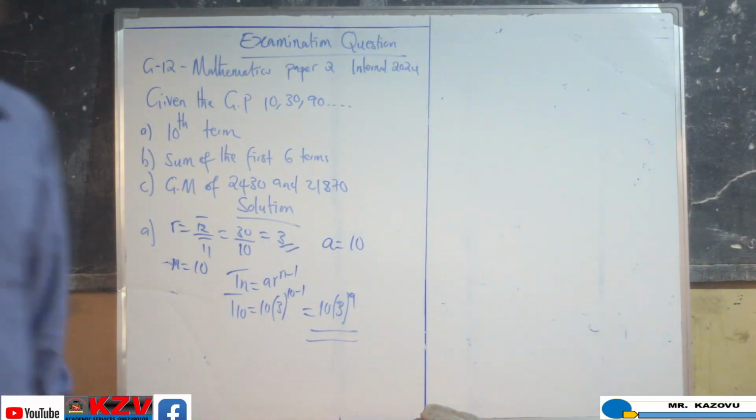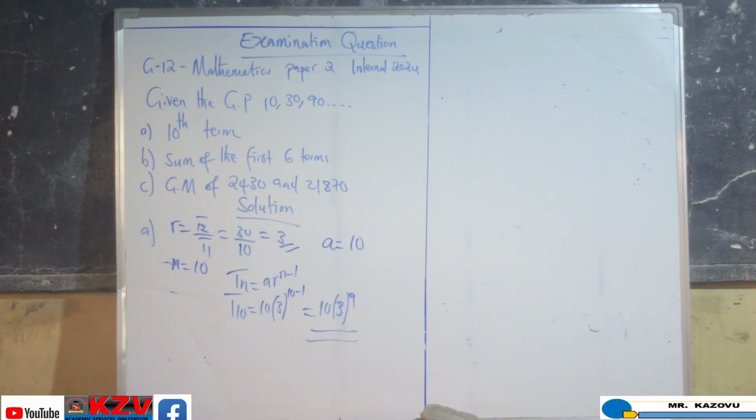What is 3 to the power 9? Times 10. 3 to the power 9 is 19,683, times 10. You have 196,830. So that's the answer. But leave it in that fashion.